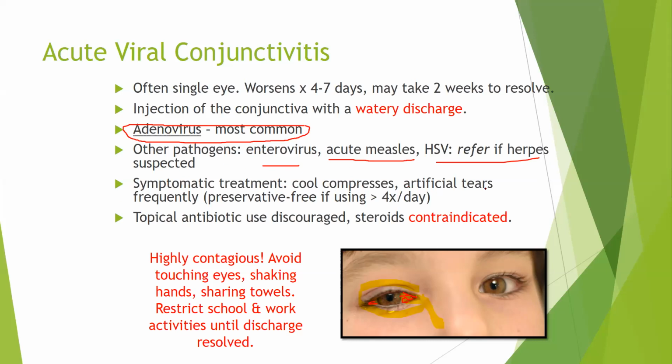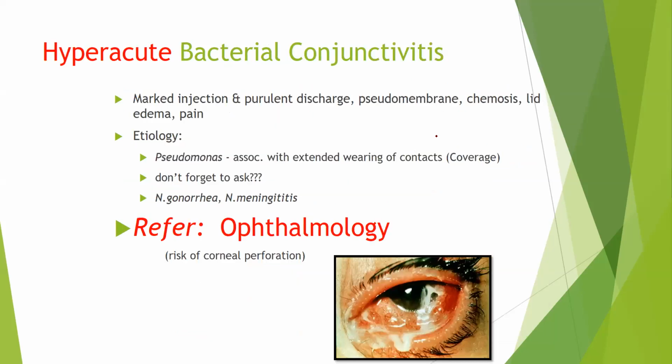So cool compresses, artificial tears, warm compresses I've used too. It does make sense for a strictly acute viral conjunctivitis to use a cool compress, because it's going to kind of give you some relief and probably decrease inflammation. Artificial tears do help, and then when in doubt, cover this child for a bacterial infection.